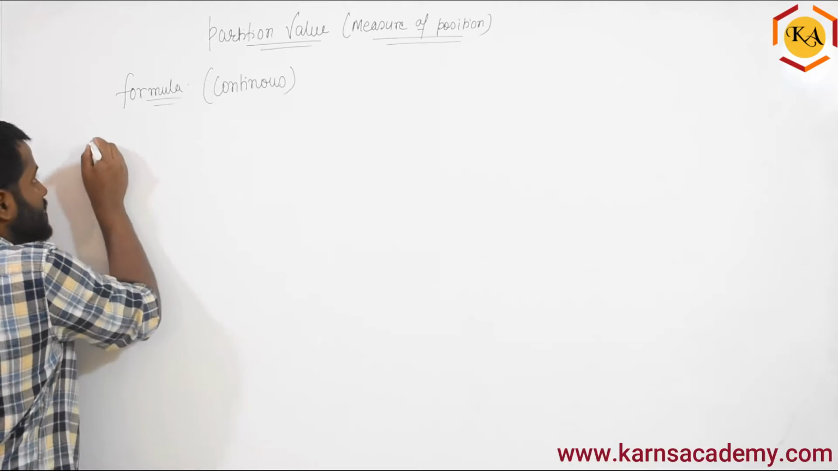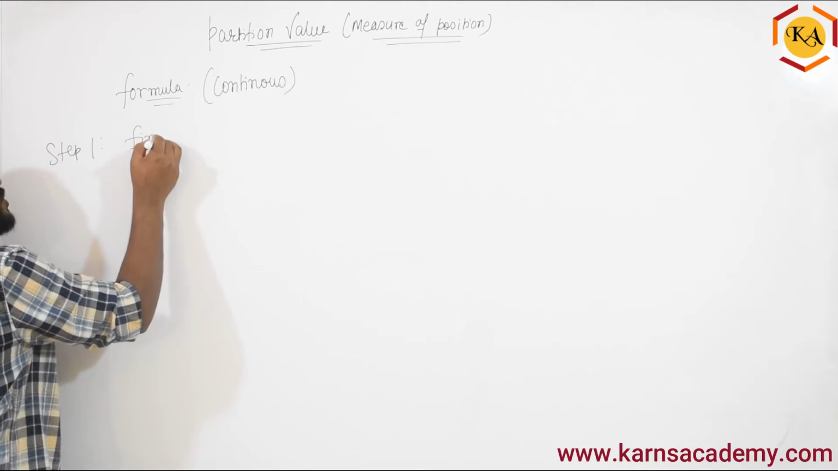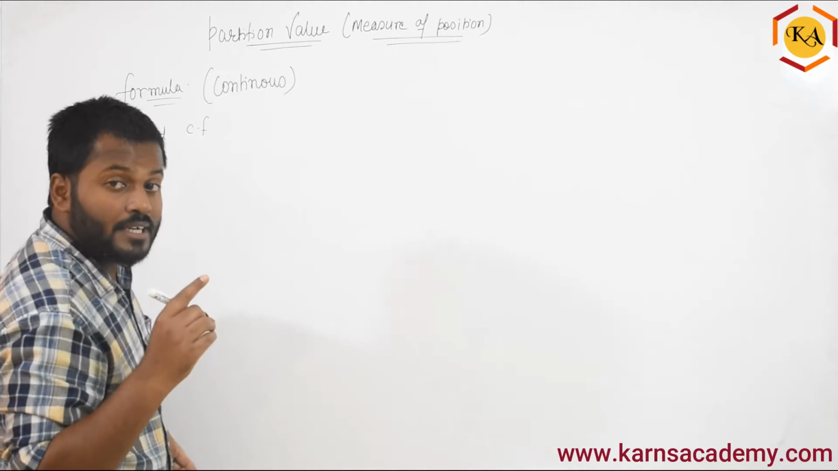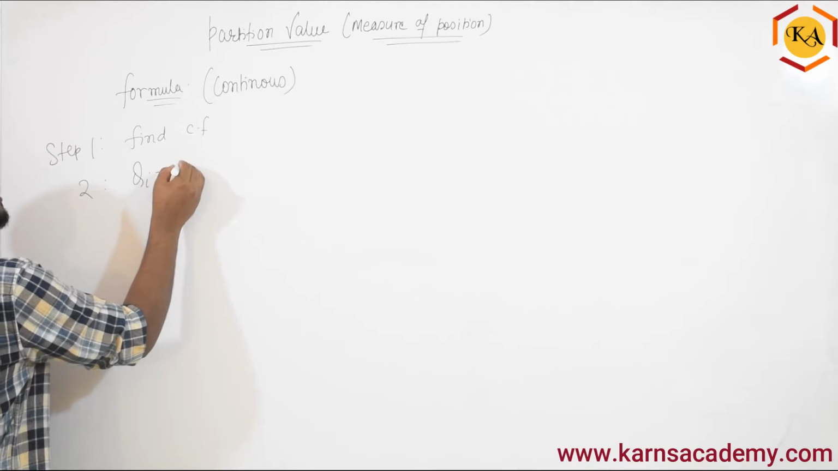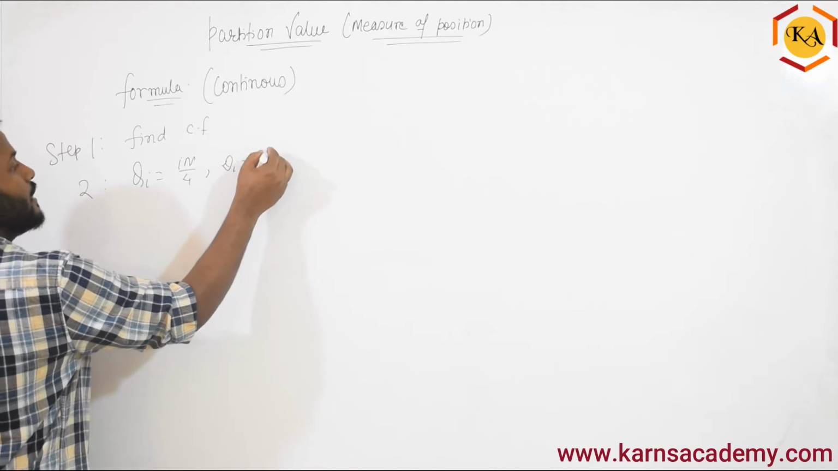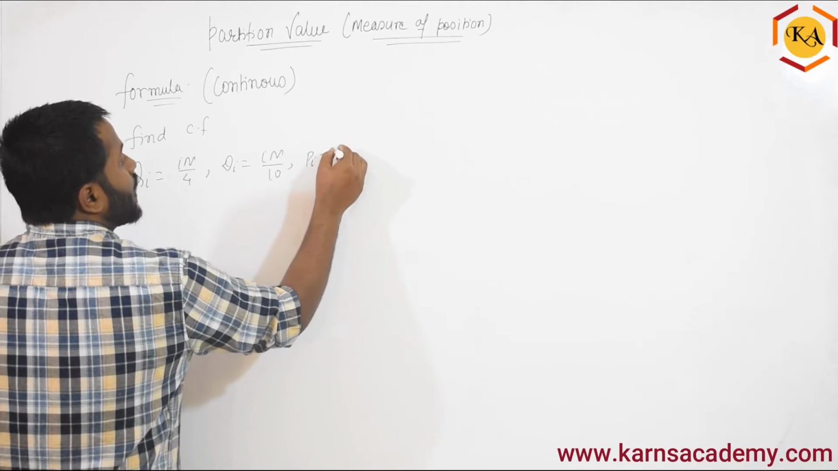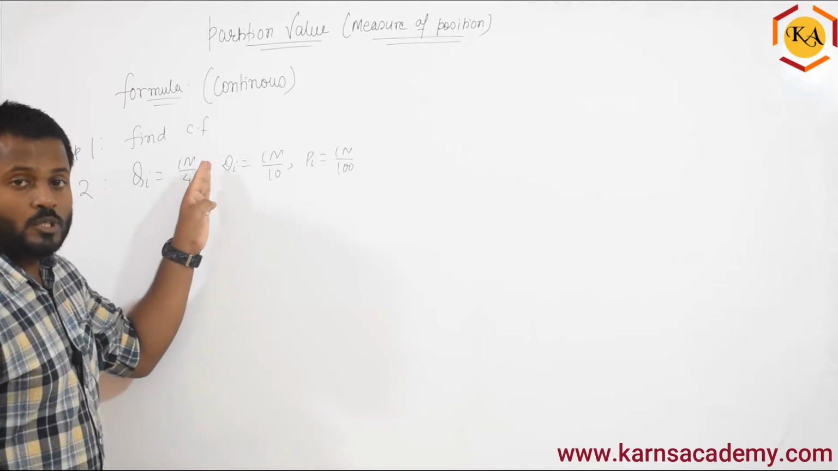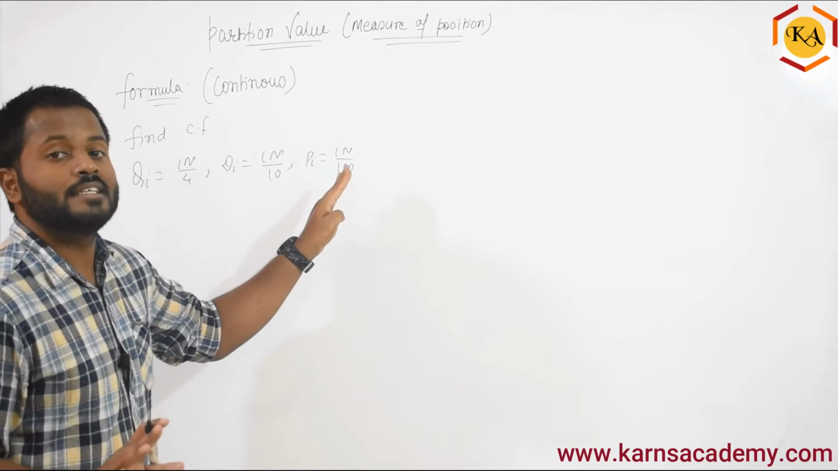Let's see step 1. It says you have to find the cumulative frequency. Step 2: when you are finding the median, it is N by 2. Here when you find Qi, you will be finding i N by 4. When you find Di, you will be finding i N by 10, and when you find Pi, you will be finding i N by 100. I hope you remember by now, i is 1 to 3 here, 1 to 9 here, and 1 to 99 here.